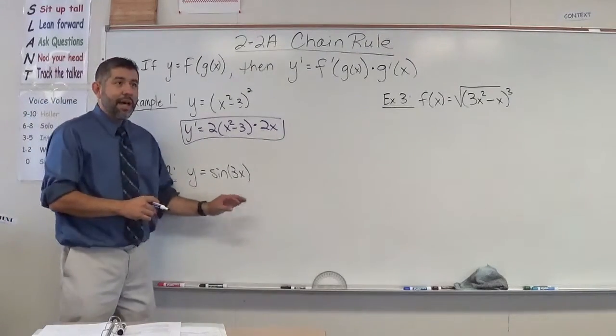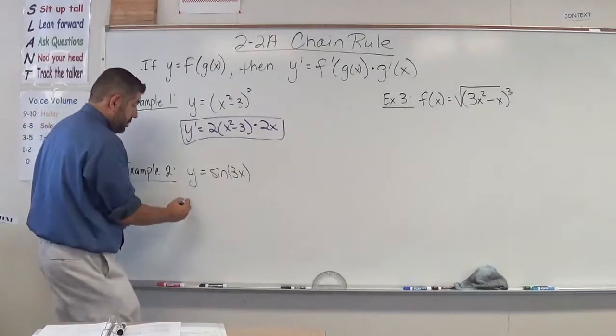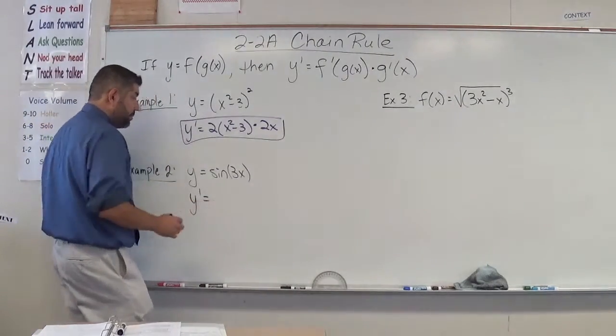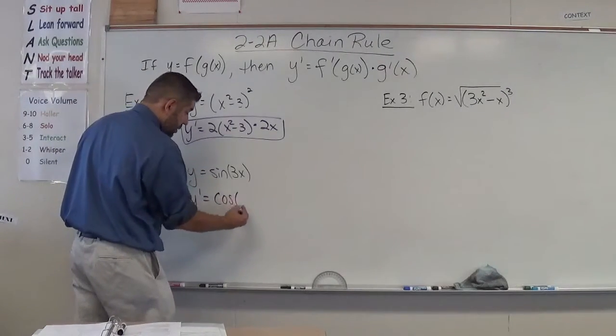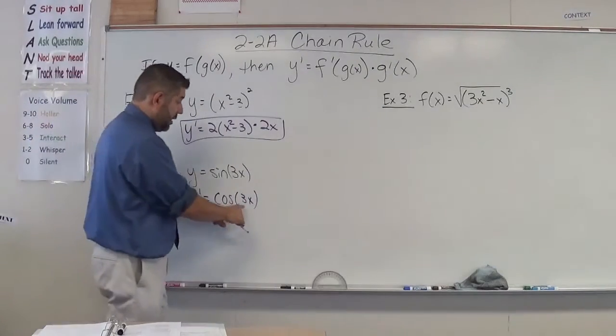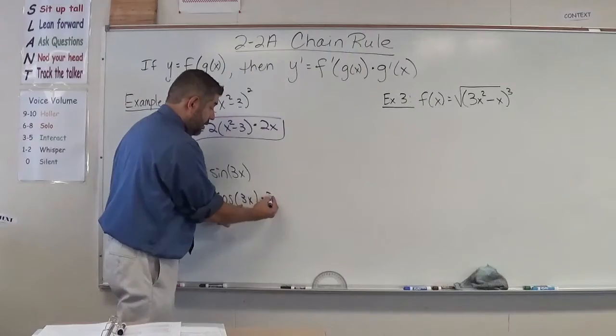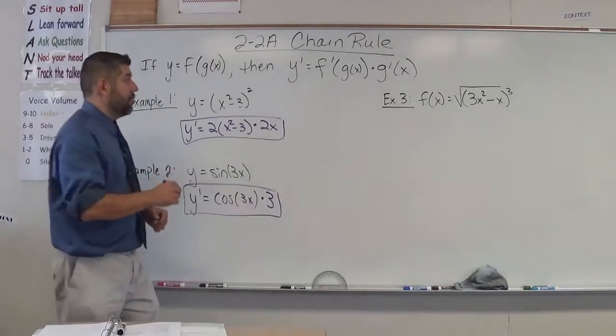y equals sine 3x. Notice we have a 3x in the sine. So what we're going to do is use the chain rule. The derivative of sine is cosine. We leave the inside the same. Multiply by the derivative of the inside. The derivative of 3x is 3. We've got our derivative. Okay, let's take a look at another one.